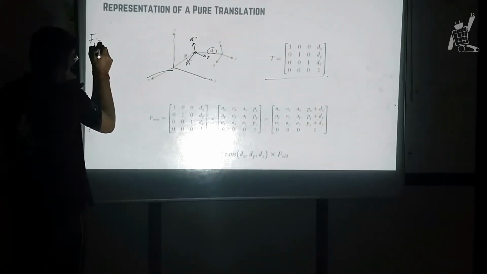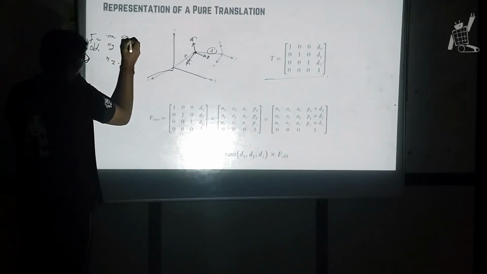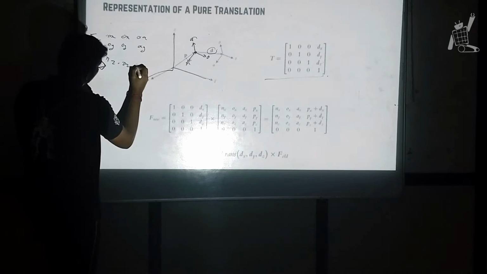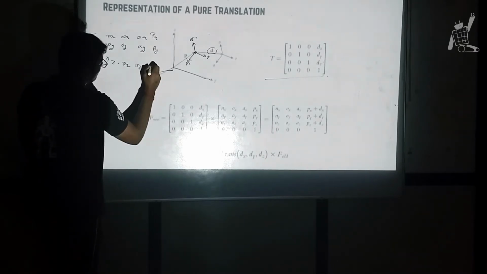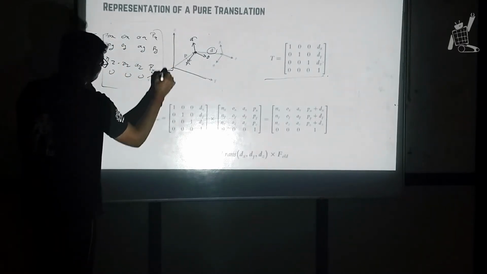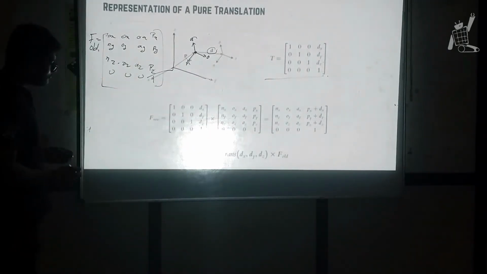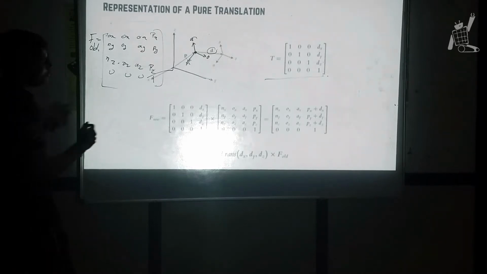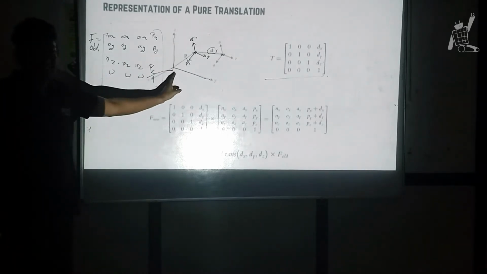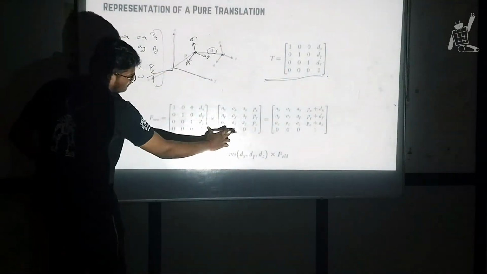This is our old matrix: nx, ny, nz, ox, oy, oz, ax, ay, az, and px, py, pz, 0 0 0 1. This is the existing point. To this existing point, that translation D happened, so that is the translation mentioned here. In order to get the position of the new point with respect to the reference frame or fixed frame, we will pre-multiply this matrix with the existing matrix.